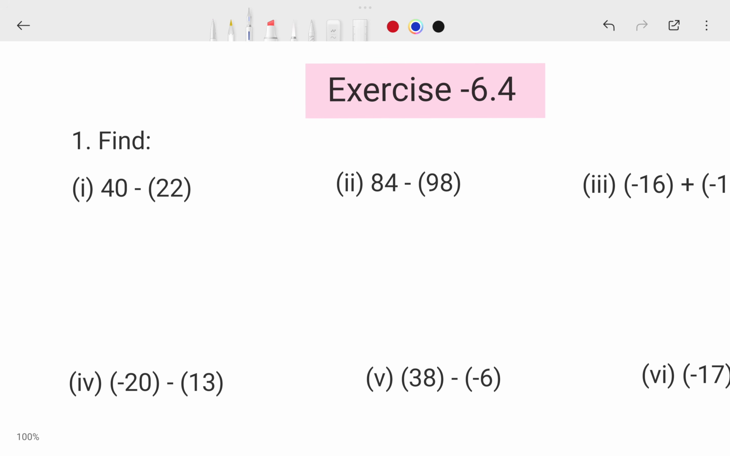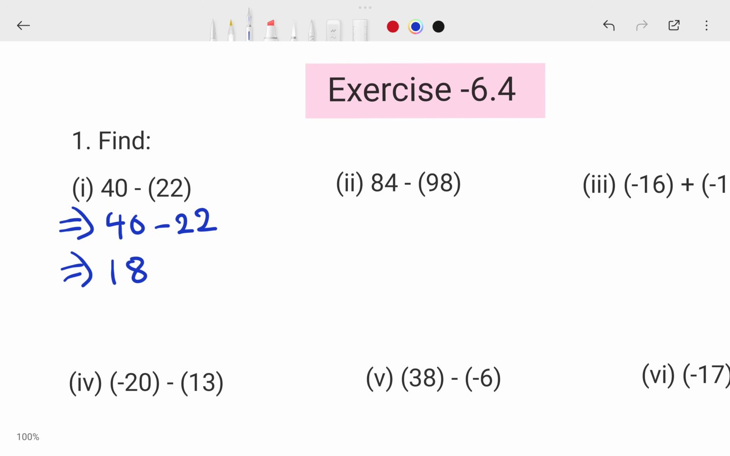In the first question, we have to solve this exercise. It is given 20, minus 40, minus 22. If you subtract, you know what your answer will be. Your answer will be 18. If you subtract 14 out of 22, it is going to be 8. Is it clear?